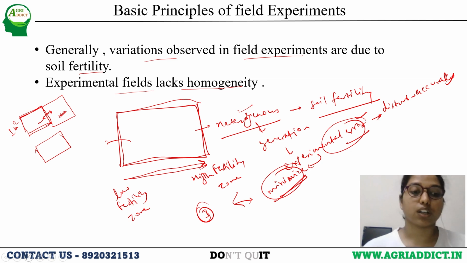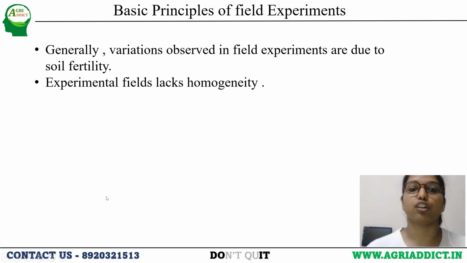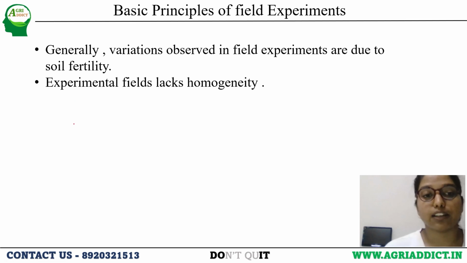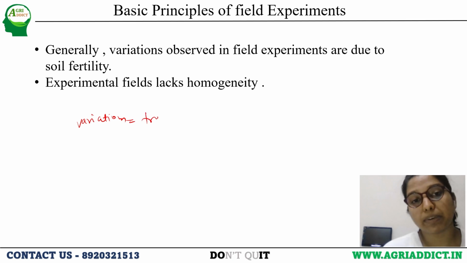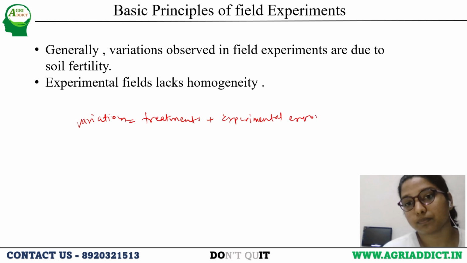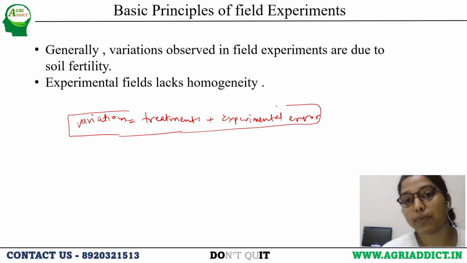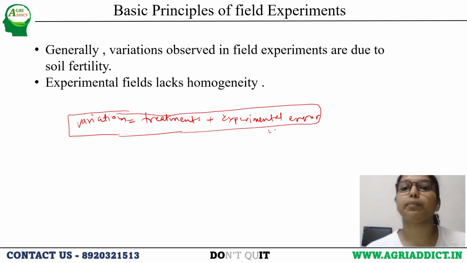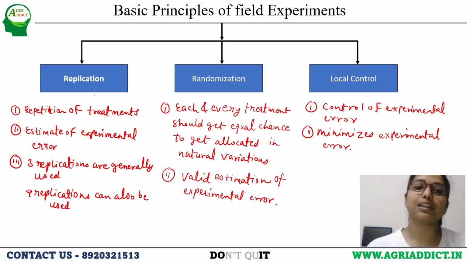When we talk about the variations we get in the field, they can be due to the treatments which we are using, plus the experimental error due to the heterogeneity in the field. So these two are the sources of variation in the field. First are the treatments which we are using, and second is the experimental error. Let's move on and study the three principles. The first principle is replication, the second is randomization, and the third is local control.